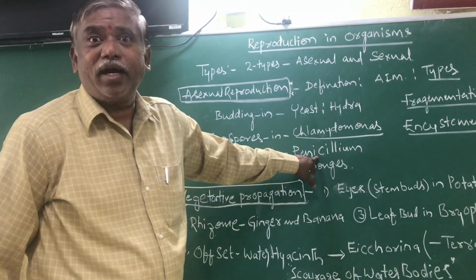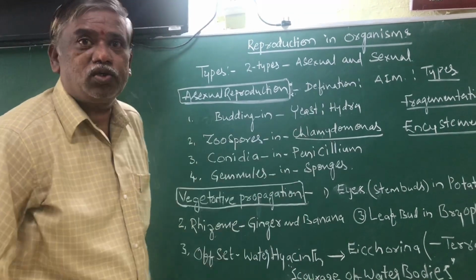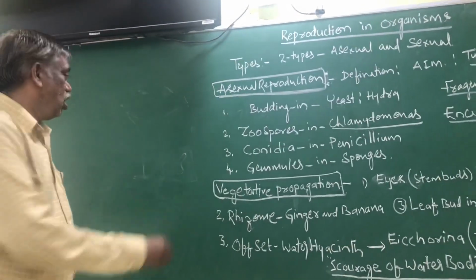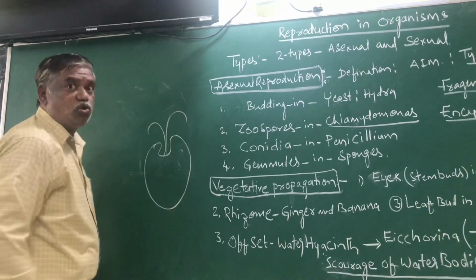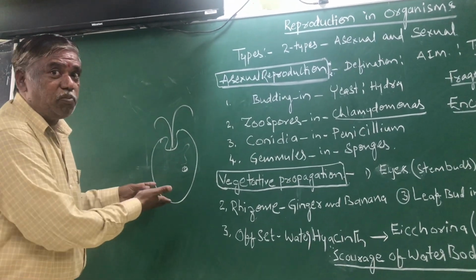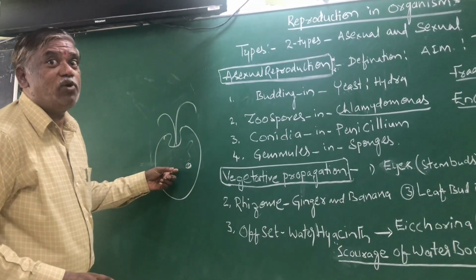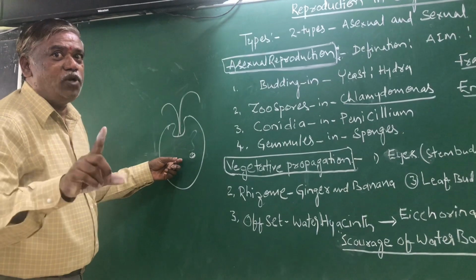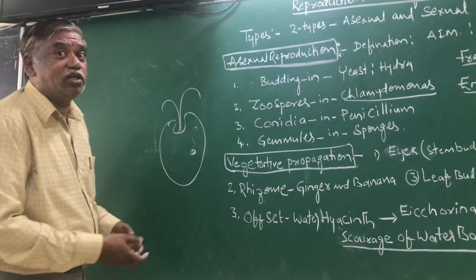Penicillium, a fungus. See, what is Chlamydomonas? It is a unicellular alga which contains biflagellate cells, two flagella, with a chloroplast. It is not Euglena, though it appears like Euglena. You should not think it is Euglena. It is Chlamydomonas. Chlamydomonas has a chloroplast, hence it is a green alga.